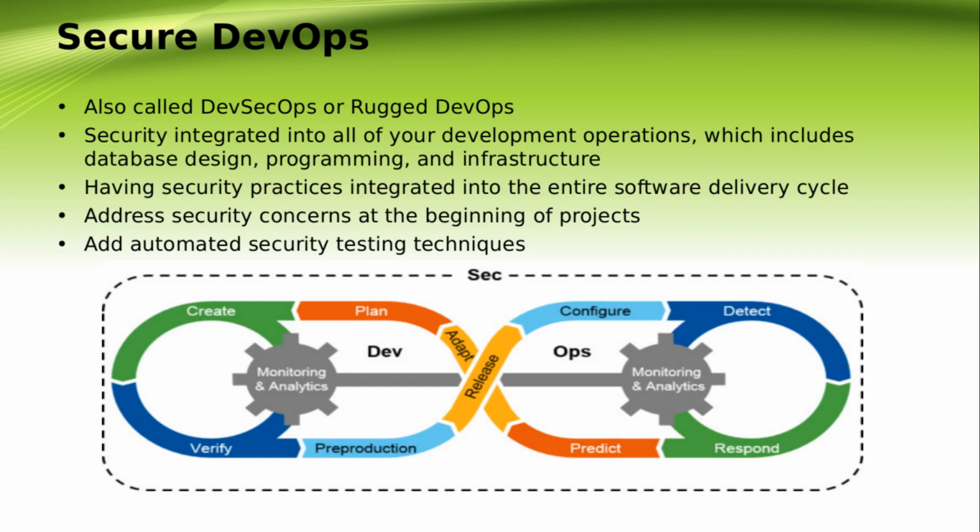You can see in the picture, planning on the development side: planning, create, verify, pre-production, release, configuration, and on the operations side, configure, release, develop, detect, and respond, predict, and then adapt. So this is monitoring and analytics for both sides, the development side and the IT operations side.